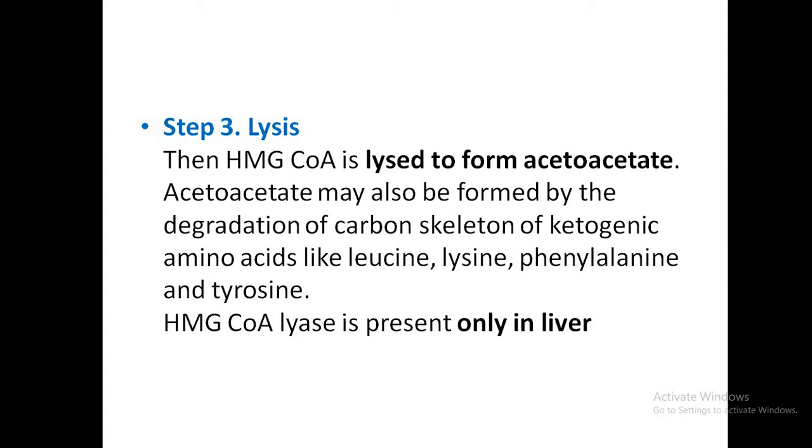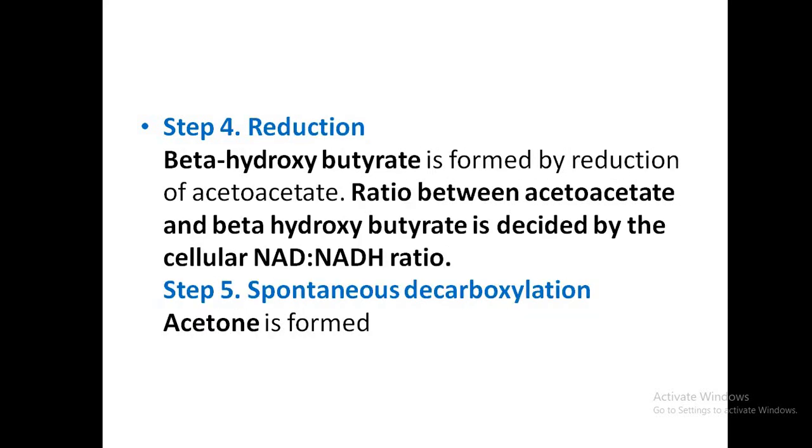Lysis. The HMG-CoA is lysed to form acetoacetate. Acetoacetate is also formed by degradation of carbon skeleton of ketogenic amino acids like leucine, lysine, etc. HMG-CoA lyase is present only in liver. So this takes place in the liver. Reduction. Beta hydroxybutyrate is formed by reduction from acetoacetate. The ratio between acetoacetate and beta hydroxybutyrate is decided by the cellular NAD/NADH ratio. And acetone is finally formed by spontaneous decarboxylation from acetoacetate.